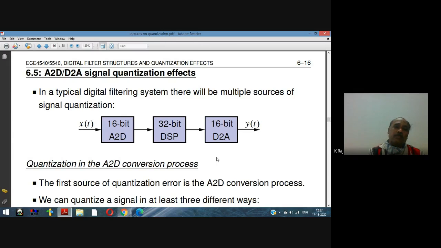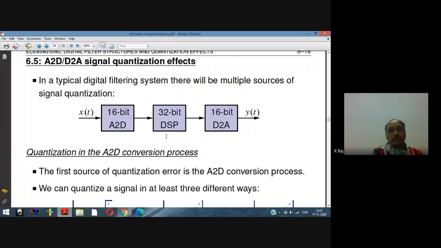If we consider here the 16-bit A to D converter and the 16-bit D to A converter, there is still a need of the 32-bit DSP processor, because during the multiplication, if the two data are each 16-bit, then naturally the product will be at least 31-bit here. So the 32-bit DSP processor will be utilized for this.